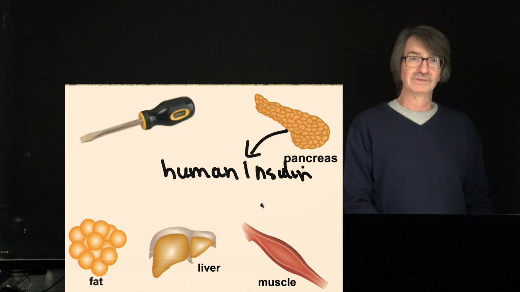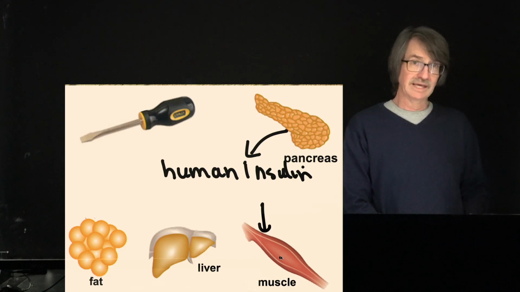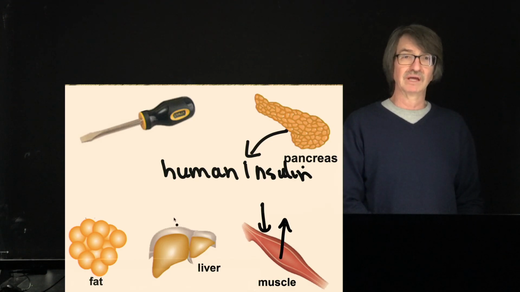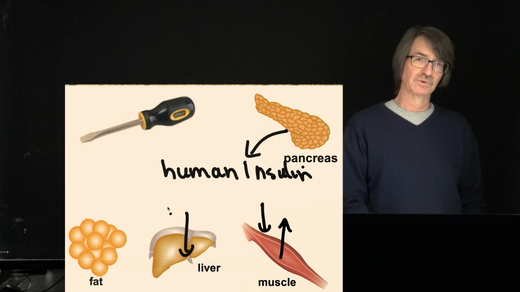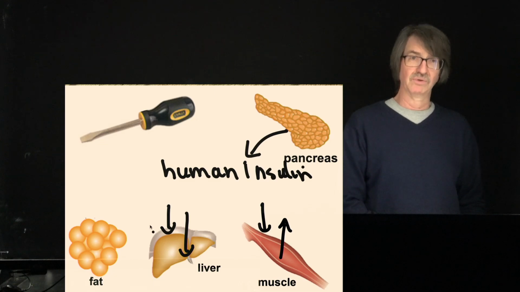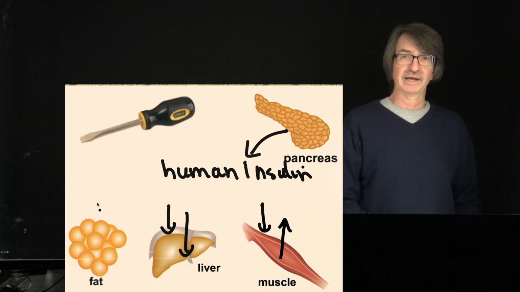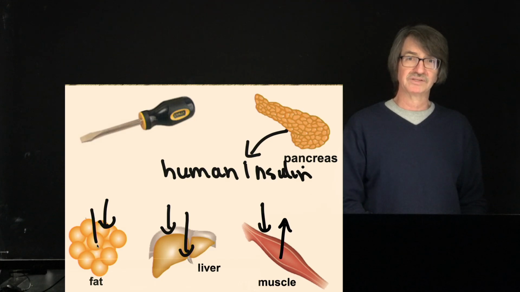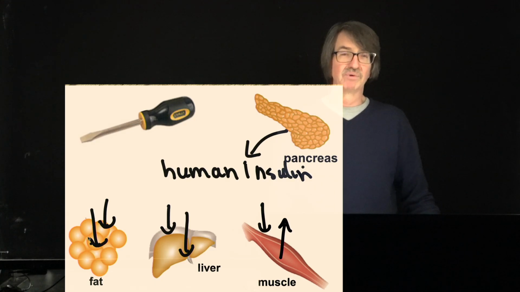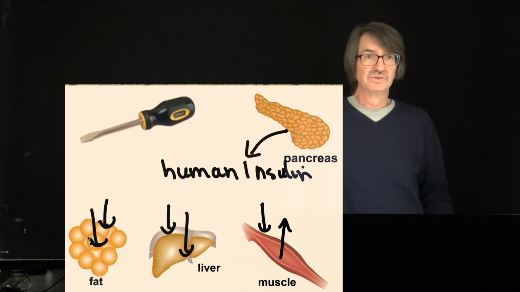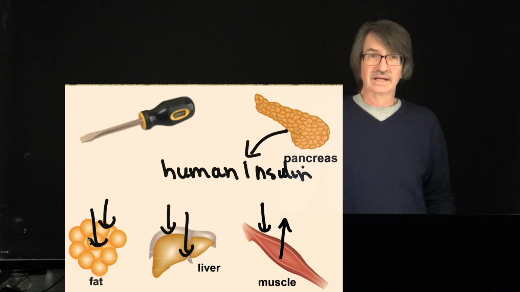And so muscle cells take up glucose in response to insulin binding. The liver, on the other hand, decreases glucose synthesis in response to the same molecule, insulin binding. And the fat cells make another different response. They decrease the synthesis of fats in response to that same molecule. So insulin is like a screwdriver.